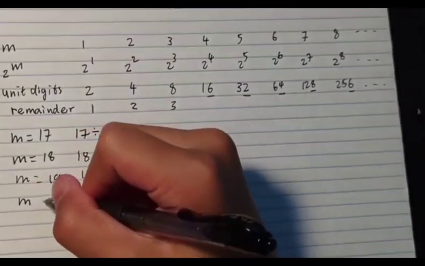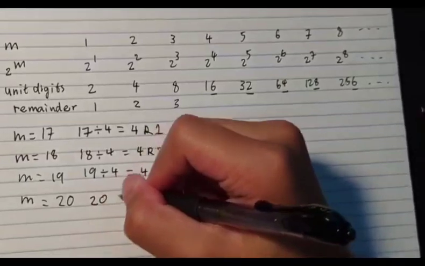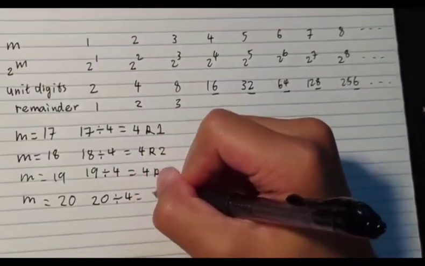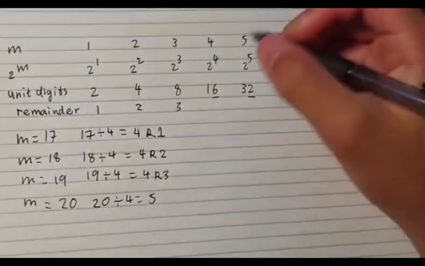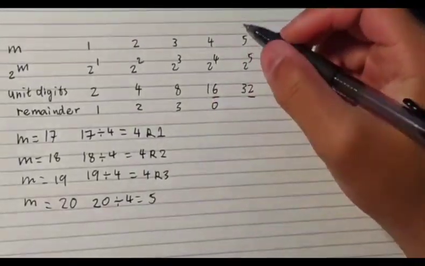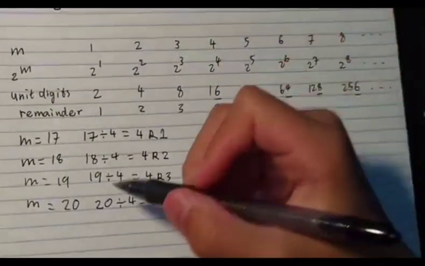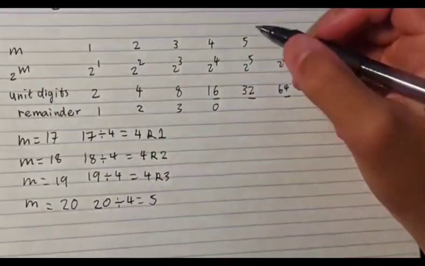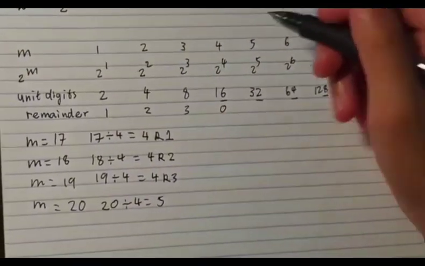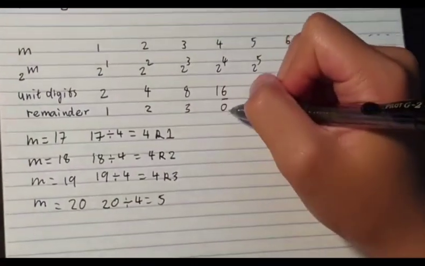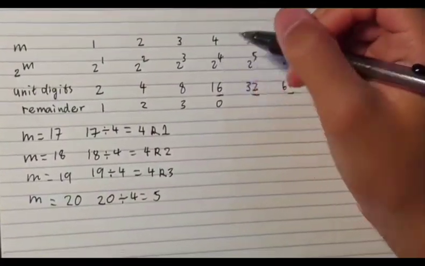And then we have m equals 20. So 20 divided by 4 equals 5. No remainder. So that means this is 0. Because if we have a divisor of 4, and this number is divisible by 4, and this is the 4th number, that means there's no remainder, right? So it can't be like 4 or something. So 0 corresponds to 6.